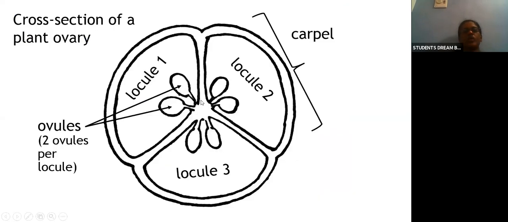Now when a plant ovary is cross sectioned, you can see this part is the carpel, inside this cavity is the locule, and these are the ovules. So here there are 2 ovules per locule. Rendu ovule irukku, oru locule la rendu ovule irukku, and together this part is your carpel. Okay, clear?